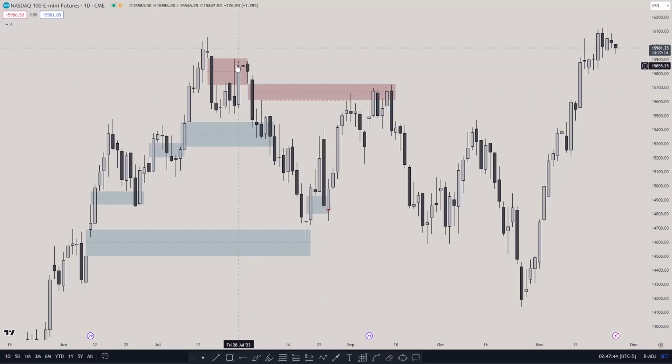So we know that this is a high probability fair value gap. Why? First of all, price respected another fair value gap here, created this one. Another one is the inducement here. So this could be a high probability one. And you can see the 50% of the unfilled part of the fair value gap is respected here. Price went lower.